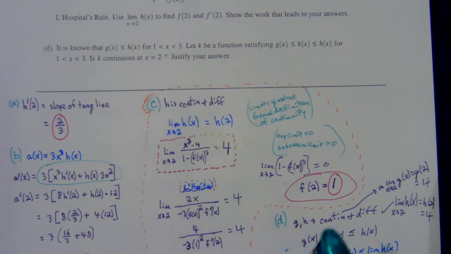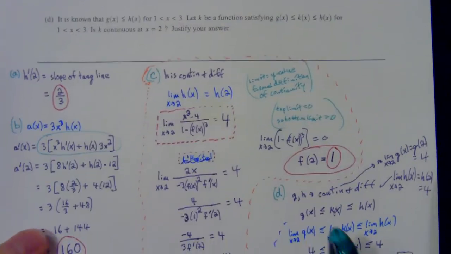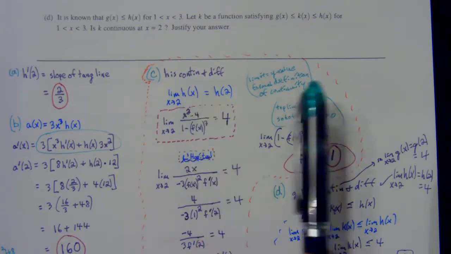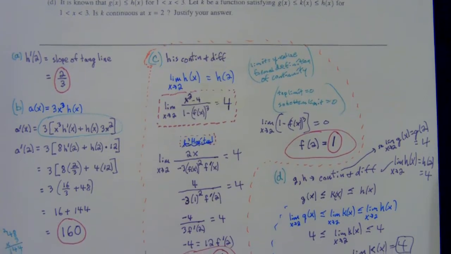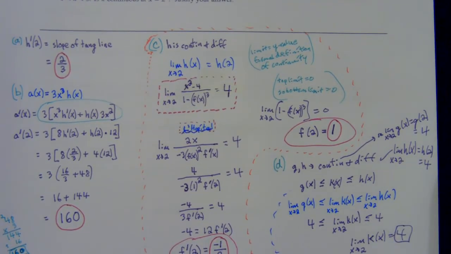Now, here's the thing. Since it told us at the top that the h function is differentiable, and if something's differentiable, that means it's automatically continuous, I just jotted down that h is continuous and differentiable. That means we're allowed to use L'Hopital's rule and everything just works nicely.